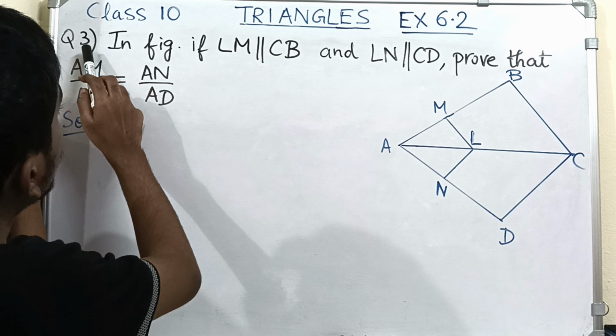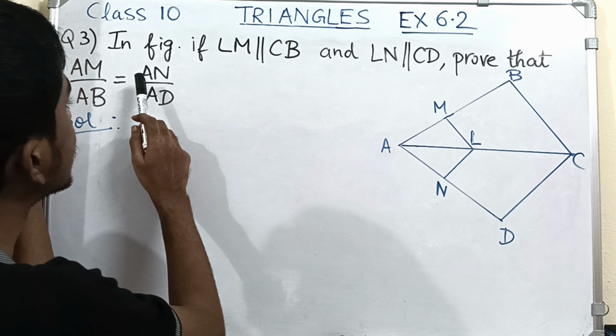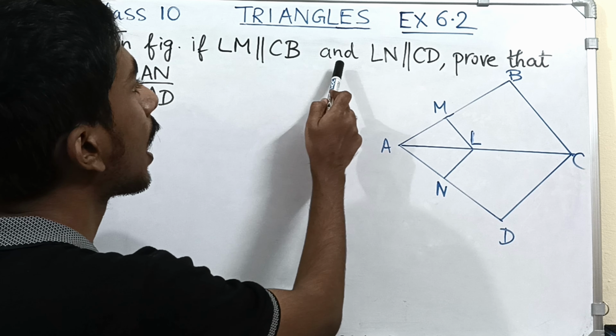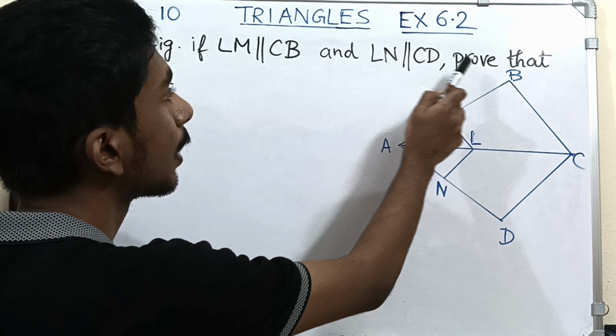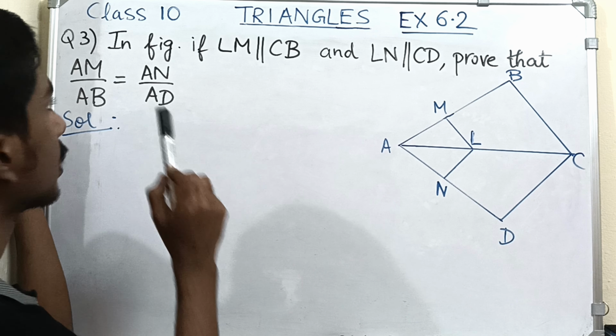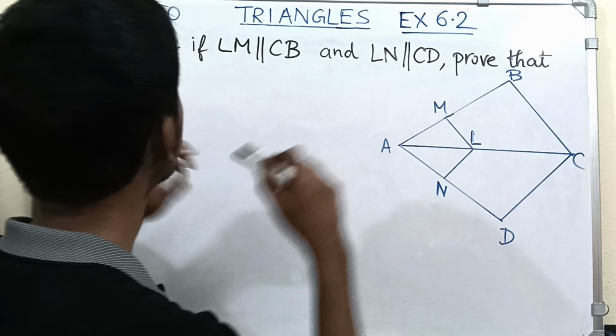Now let us look at sum number 3 of exercise 6.2. The question says, in figure, if LM is parallel to CB and LN is parallel to CD, prove that AM over AB is equal to AN over AD. So this is the figure given.